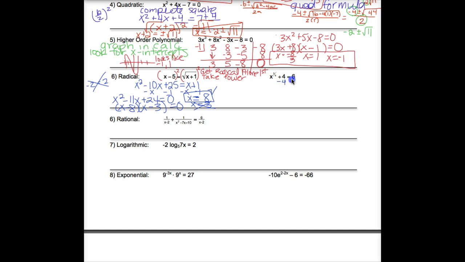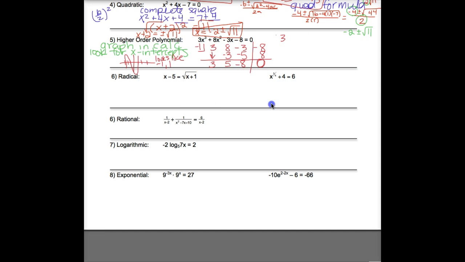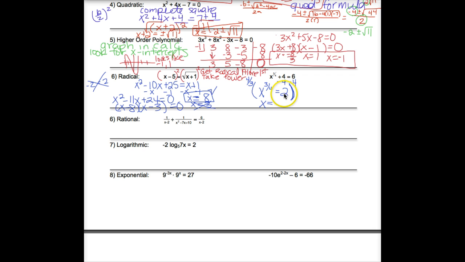So subtract the 4 first. It gives you x to the 3/4 equals 2. Now take the appropriate power on both sides, and the appropriate power here is the 4/3 power. Please do not confuse this with multiplication. It's to the 4/3 power. The 4/3 and the 3/4 cancel each other on the left, but on the right, it's not 2 times 4/3, it's 2 raised to the 4/3.